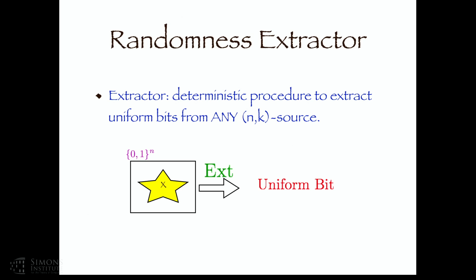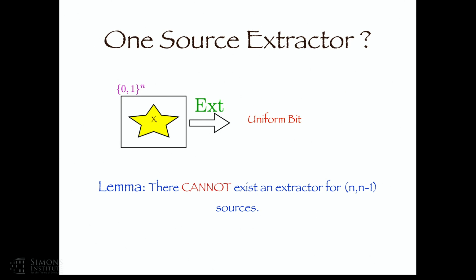Let me stress that you'd want one extractor to work for any (n, k) source. You do not get to see the source and then design your extractor. You are just given a guarantee that your source has some amount of entropy. There's a lemma which shows that even if the source that you start out with has entropy n minus 1, which is almost full, you cannot design a single extractor that works for all of these. And it's a pretty simple exercise to show this.